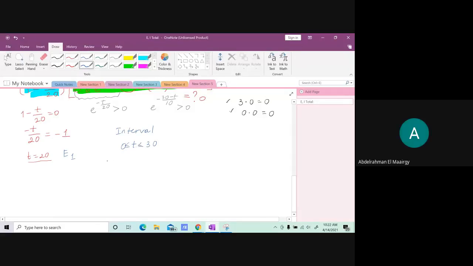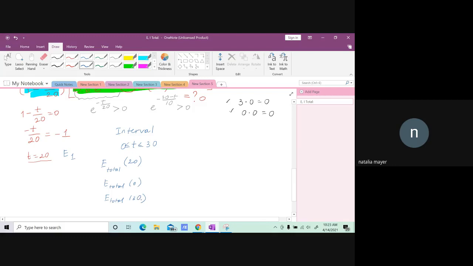So if this is the interval, guys, what is going to be the last step of the algorithm? We sub in the 0, the 20 and the 30 into the equation. Exactly. So we need the original one: E total of 20, E total of 0, and E total of 30. So let's distribute.